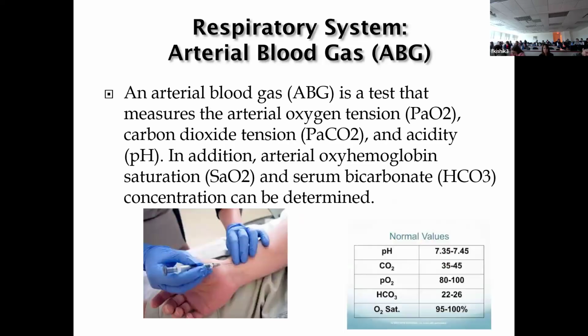Pulse ox, you went over already. Blood gases, you're learning now. This is a true measurement of what's going on in the blood. You get the pH. So now this table is organized in order of importance. The most important thing is your pH.